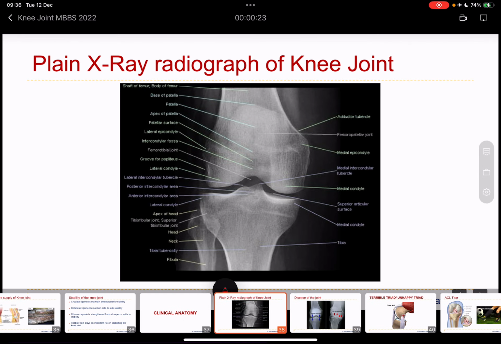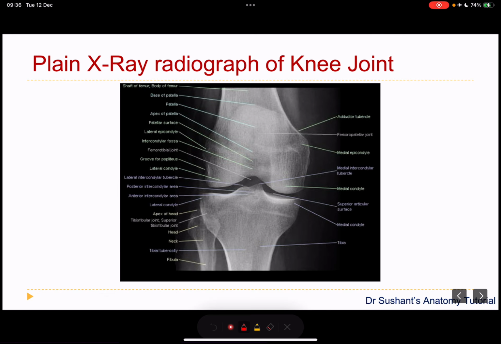So in this particular radiograph, we see the condyles of the femur, medial condyle, lateral condyle, the condyles of the tibia, the medial tibial condyle, lateral tibial condyle. We see the head of the fibula, and most importantly, we see the superior and the inferior articular surfaces of the femur and the tibia. We also see the shadow of the patella here. We see the joint space also between the femur and the tibia.